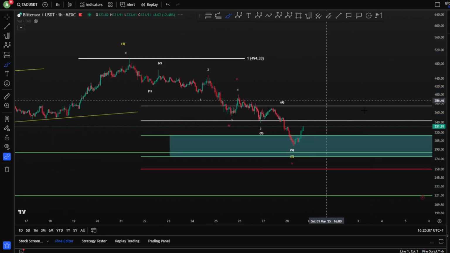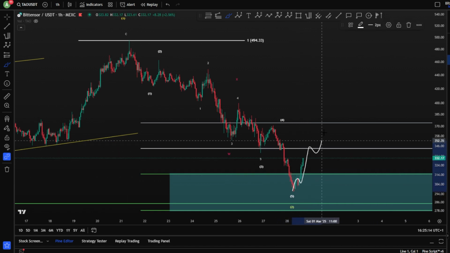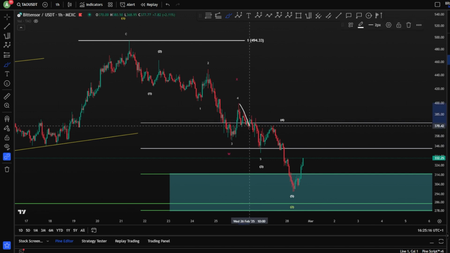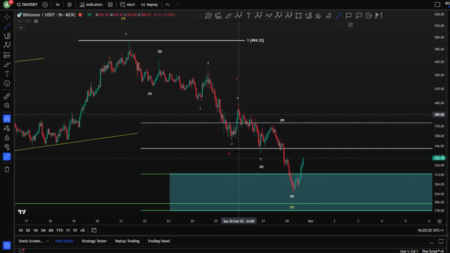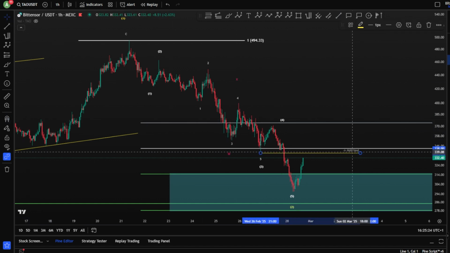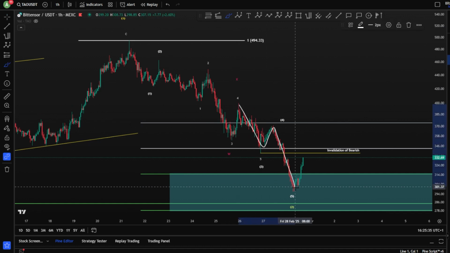If we take a closer look here at the 1-hour chart, obviously this is an impulse toward the upside. We're looking for 1, 2, 3, 4, and a 5. Knowing that if in case you are in 1, 2, and then 3, 4, your invalidation point is exactly at this area, which we are very, very close to. Invalidation of a bearish count. And this will turn this wave into a zigzag.